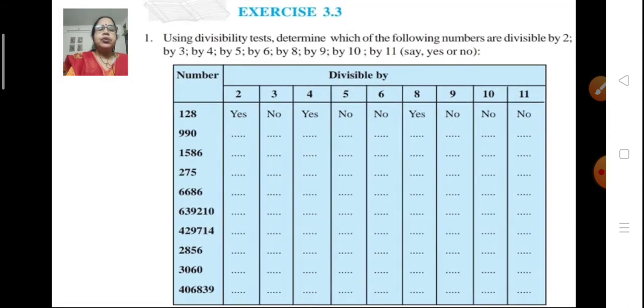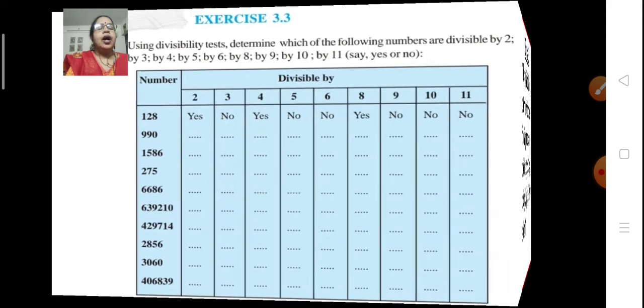Let's see what is the first question. Using divisibility test, determine which of the following numbers are divisible by 2, by 3, by 4, by 5, by 6, by 8, by 9, by 10, by 11. And you have to write yes or no in the columns provided against each number. Alright, and you have to solve the problems in rough notebook or in rough column and write the answers yes or no in the columns. Let's see how we do that.